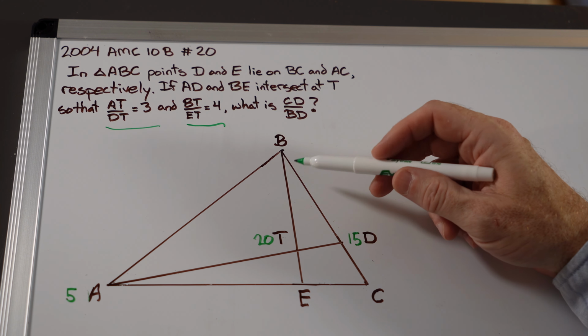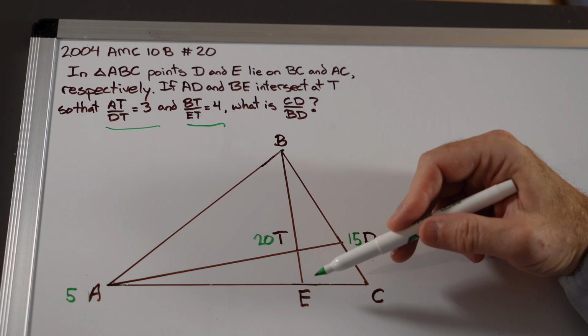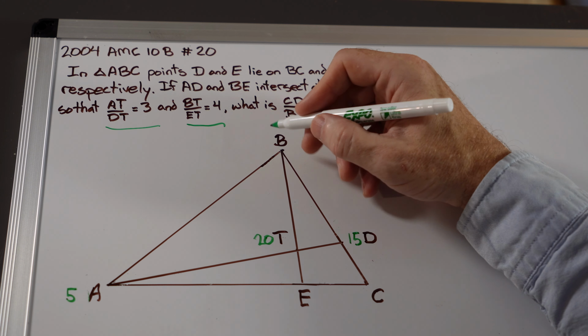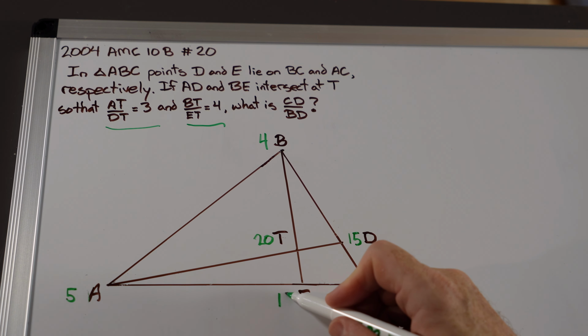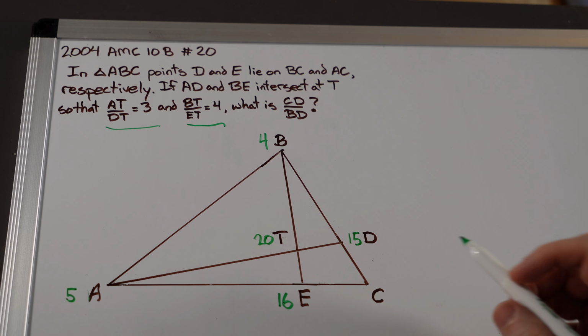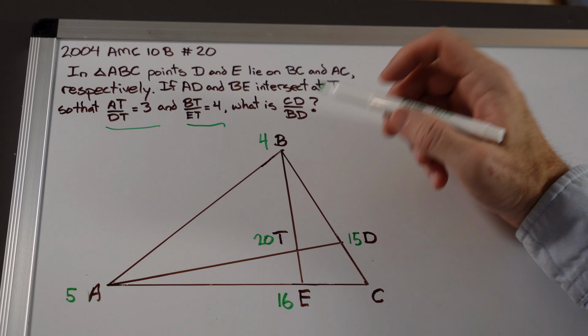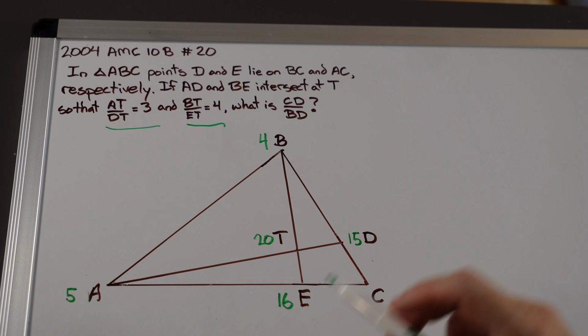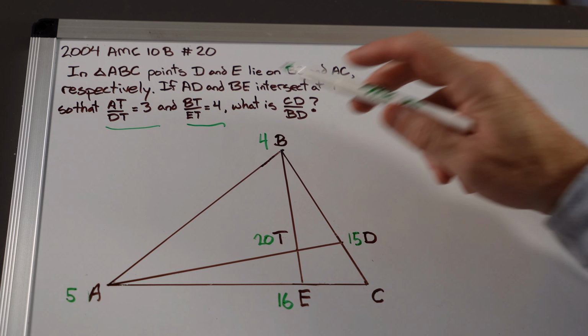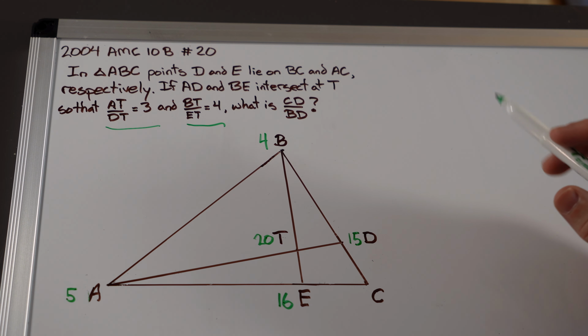So there are 5 parts of 20 in a ratio of 4 to 1. So B must be 4 and E must be 16. That is, B is 1/5 of 20 and E is 4/5 of 20. And the masses are in inverse proportion to the distances.